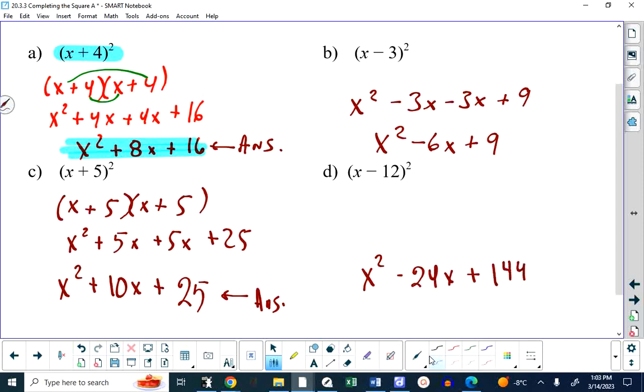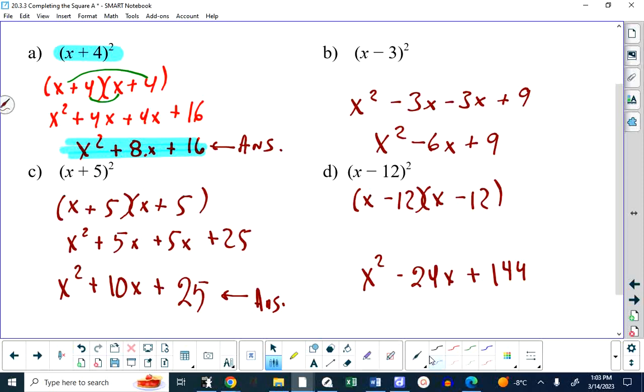So what's happening there is I'm taking, and you don't need to write this part down, x minus 12 times x minus 12, I'm FOILing it out and collecting the terms. Are we okay with that? Okay. Any questions with that first part of the warm-up? Okay, now there's a question.